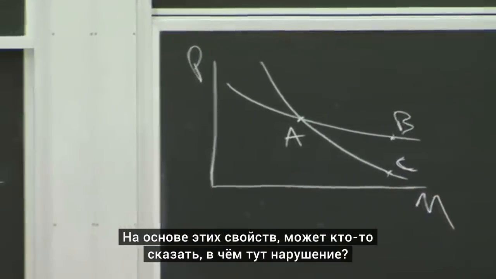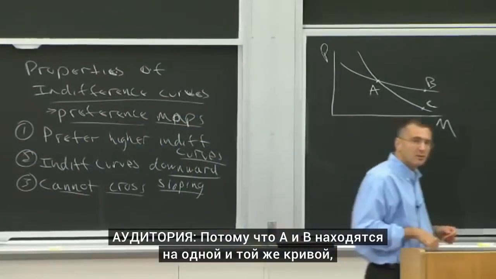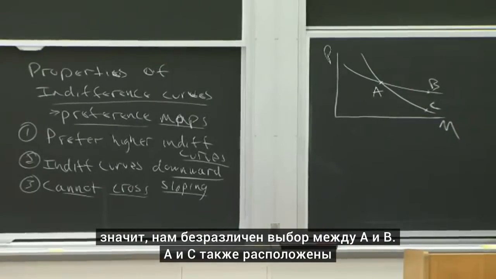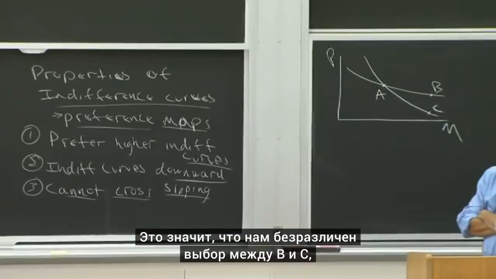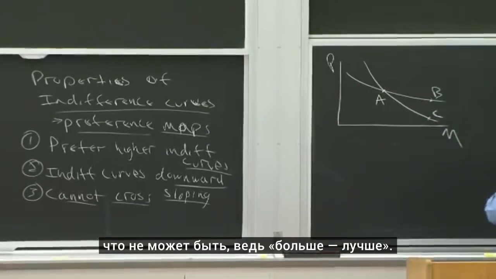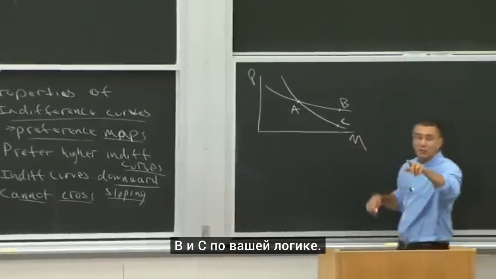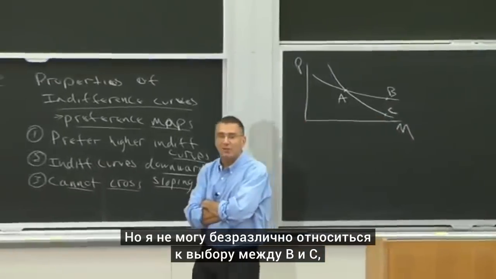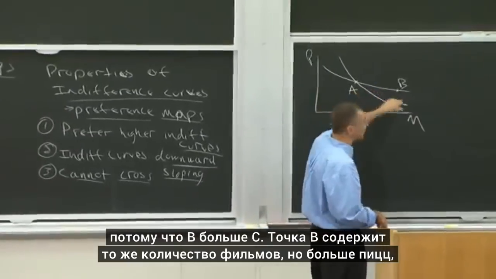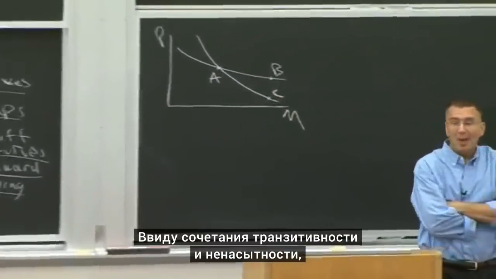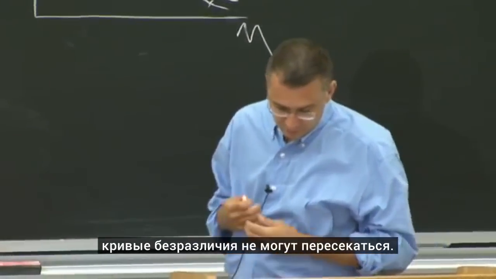Now, based on the properties of indifference curves that we talked about, given these 3 properties, can someone tell me why this is a violation? Yeah? Because A and B are on the same curve, meaning you're indifferent between A and B. A and C are also on the same curve because you're indifferent between the 2. But that means you're also indifferent between B and C, which can't be true because more is better. Exactly. So transitivity says I must then be indifferent between B and C through the logic you just laid out. But I can't be indifferent between B and C because B dominates C. B has basically the same number of movies but more pizza, so I must like B better. So by the combination of transitivity and non-satiation, indifference curves can't cross.